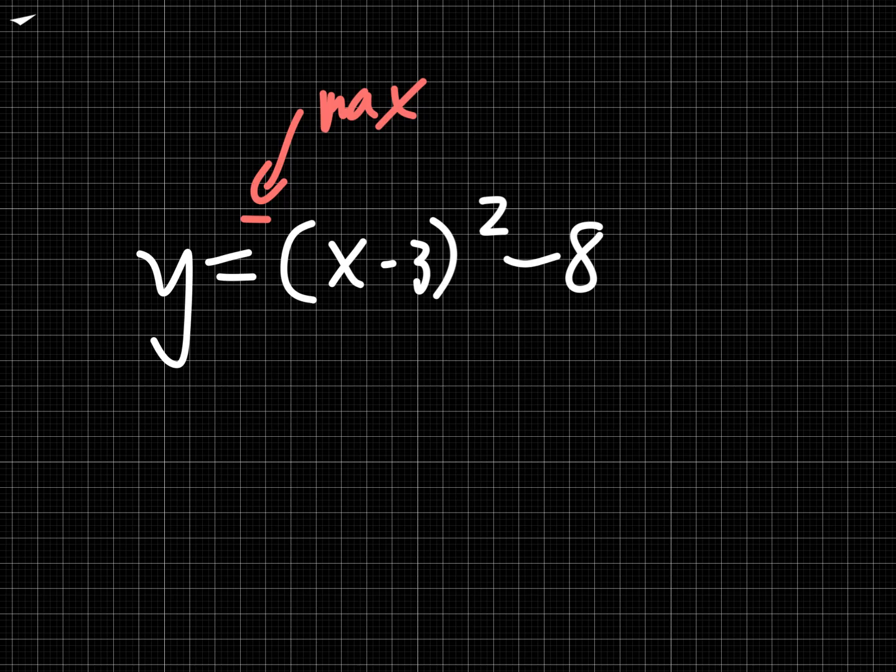Hunter, what's the max? Nope. A max is a point. It's a vertex. So you've got to have two numbers, something comma something. Mr. Breen, what do you say? 3 comma negative 8. That is the max because it's the vertex. And you can see the vertex because it's in vertex form.